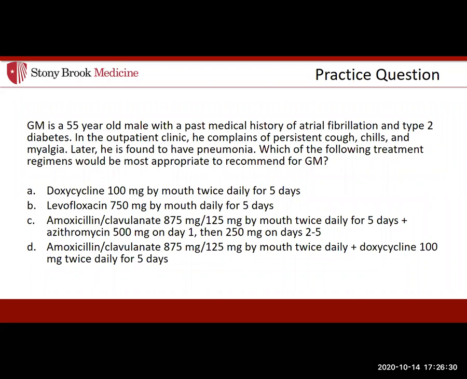All right, so I have our next question. GM is a 55-year-old male with a past medical history of atrial fibrillation and type 2 diabetes. In the outpatient clinic, he complains of persistent cough, chills, and myalgia. Later, he is found to have pneumonia. Which of the following treatment regimens would be most appropriate to recommend for GM?